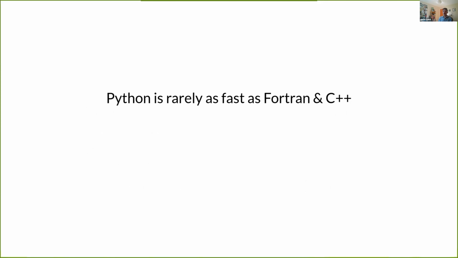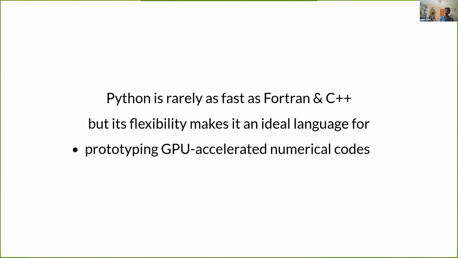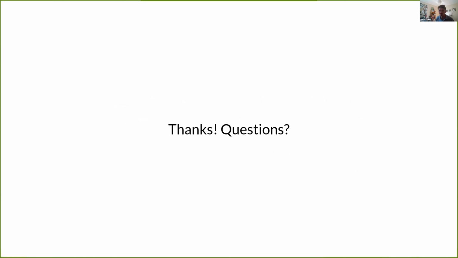So in conclusion, I say Python is rarely as fast as Fortran and C++, certainly when you take the time to optimize it, and a lot of the profiling tools are built for optimizing C++ and Fortran, so it's maybe a little bit more streamlined. But the flexibility makes it an ideal language for prototyping GPU-accelerated numerical codes, for figuring out which numerical methods are going to work best for the problem, and also which are going to be best for the GPU architecture. And I think it makes it an ideal language for teaching numerical methods, particularly in HPC, particularly when students already know Python, which is really quite common.